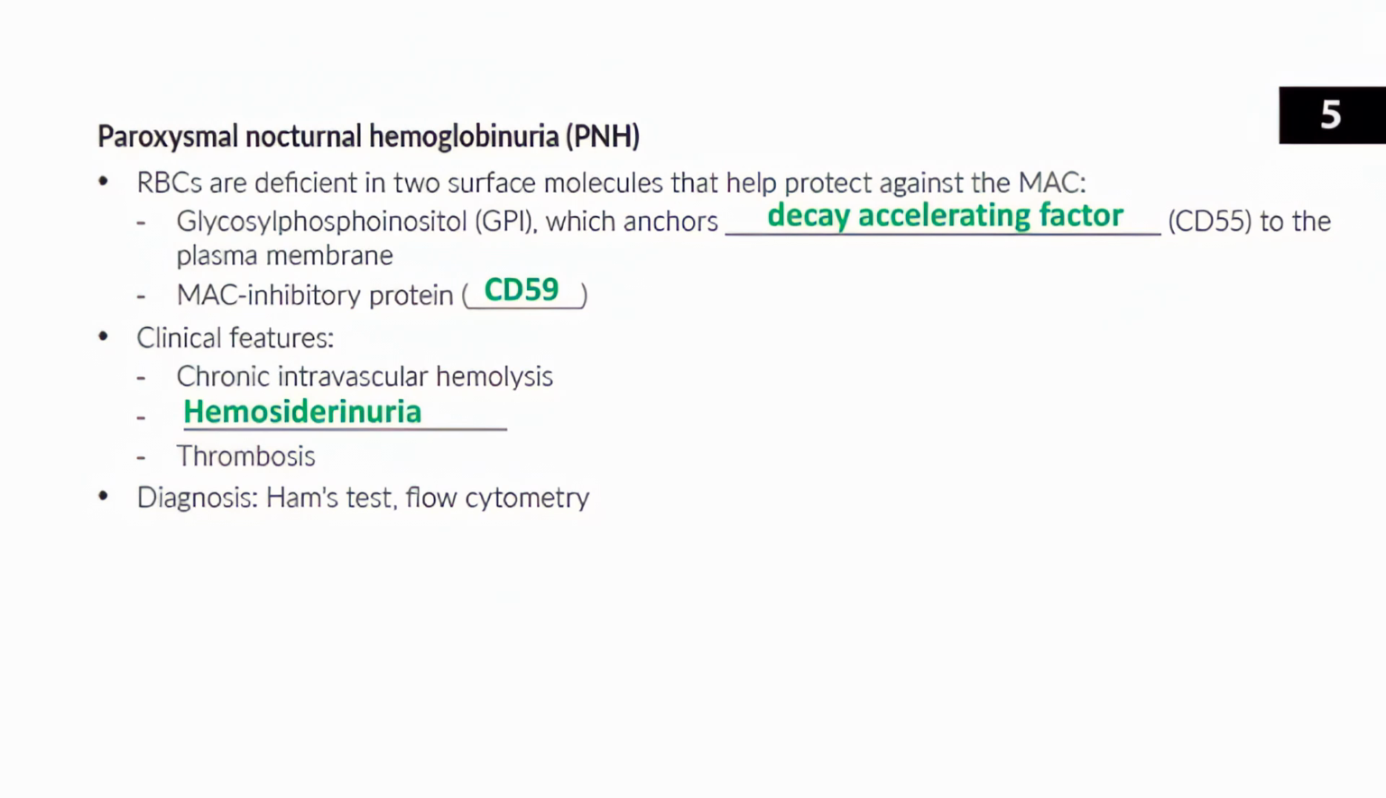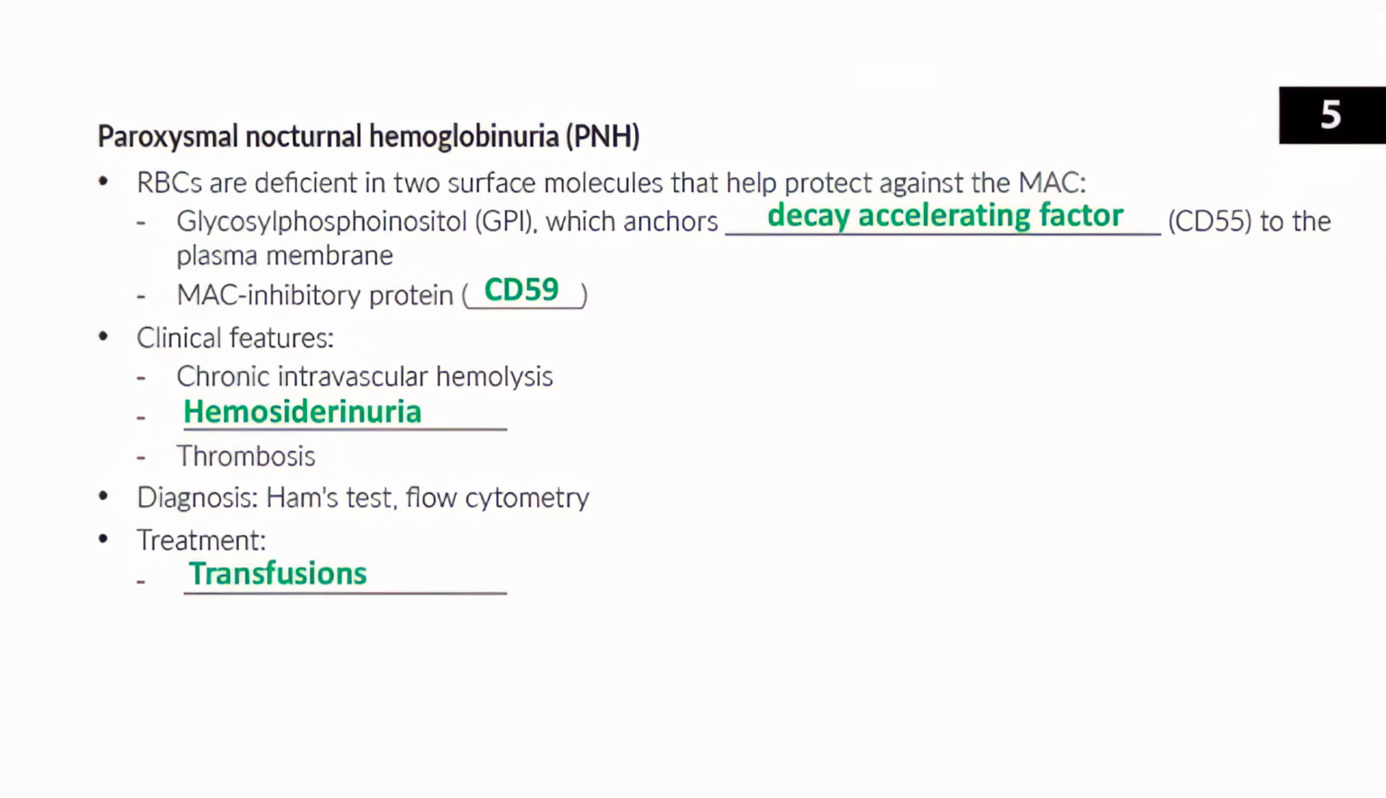A more common, more modern way of making the diagnosis is to do flow cytometry. Flow cytometry allows you to look for the presence of CD55 and CD59 on the surface of a red cell. If you do flow cytometry and you don't see those surface markers on the red cells, that suggests the diagnosis of PNH. So how do we treat it?